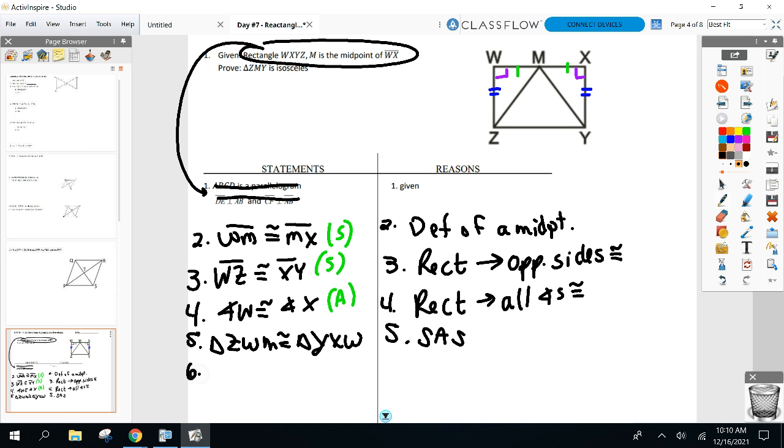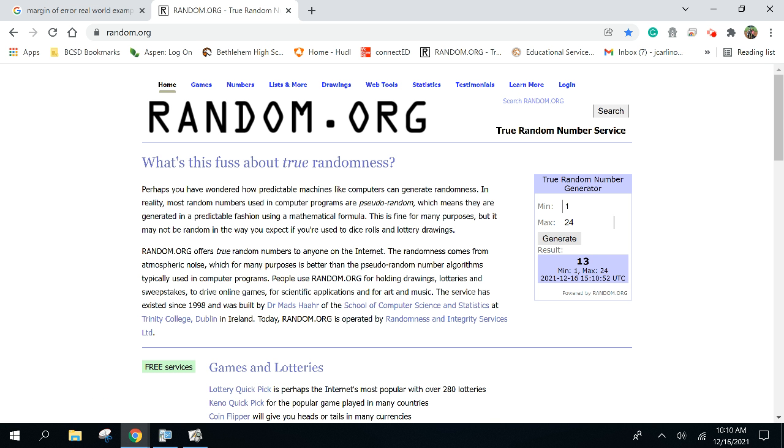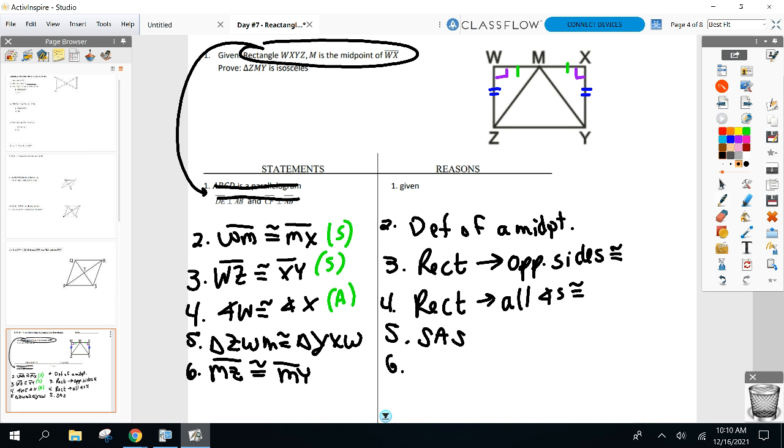And remember why we wanted the triangles congruent? So we could say side MZ is congruent to side MY. And I know it's been a while. Just want to make sure we're good. Why are those two sides equal now? 13? Darn right. CPCTC. And then it looks like that middle triangle is now isosceles.